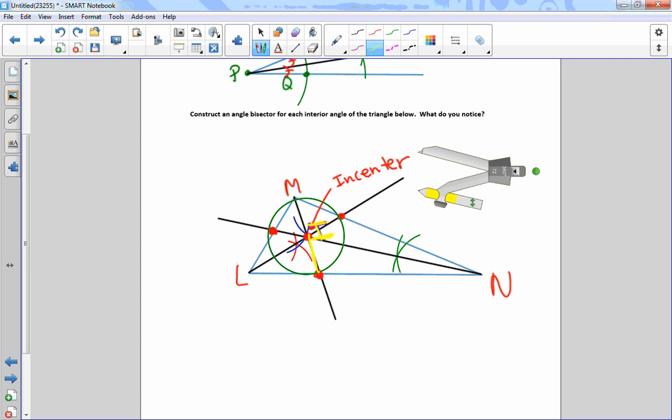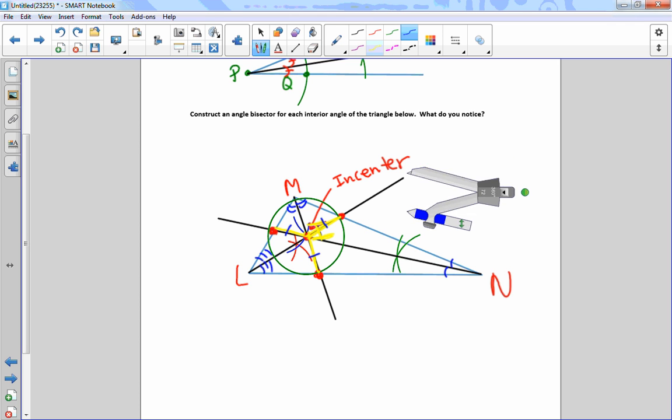This segment right here, we found a radius. This segment right here, we found a radius. All three of those are congruent. Where would you put a tick mark? Okay, and we have congruent angles. There. 1, 2, 3, 1, 2, 3, because we found the angle bisector.